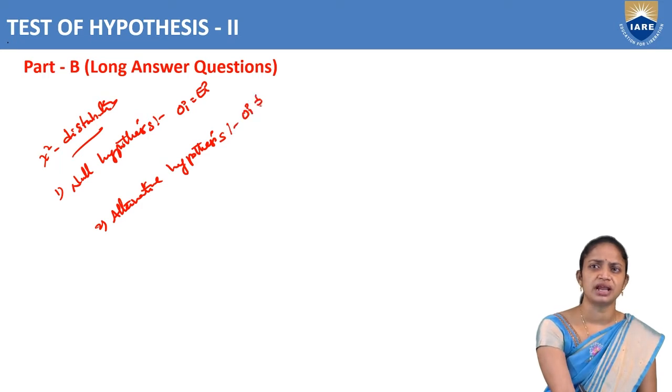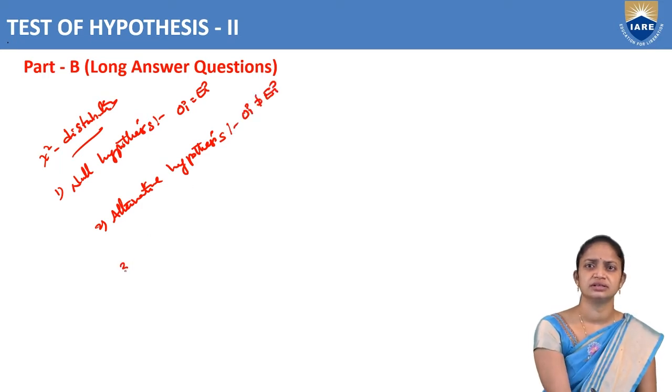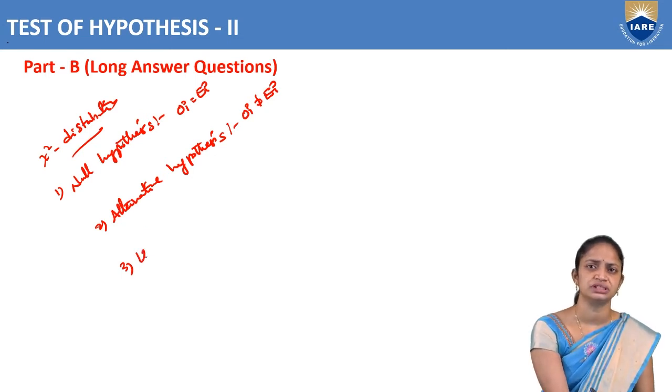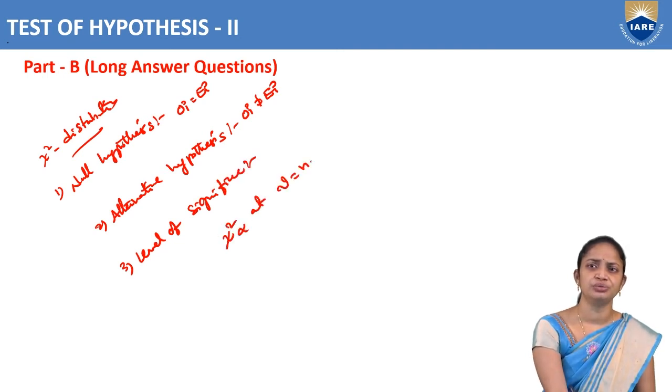So that is y not equal to ei. The next one, the alternative hypothesis, is nothing but the opposite of the null hypothesis. Next is the level of significance. Here we have to take chi-square alpha at nu equal to n minus 1 degrees of freedom. So this is important here.